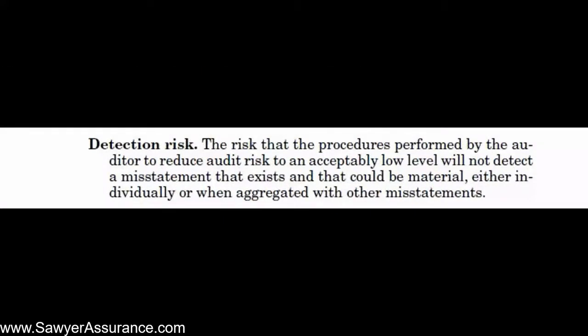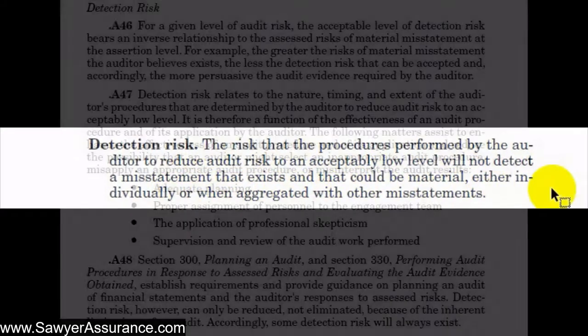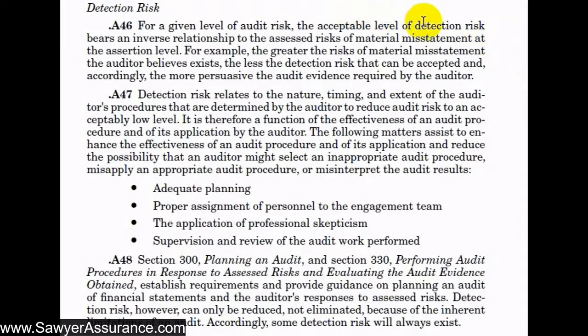Okay, so we remember that audit risk is a function of risk of material misstatement and detection risk. So here we'll take a look at detection risk because we just discussed the risk of material misstatement previously. Detection risk is the risk that the procedures performed by the auditor to reduce audit risk to an acceptably low level will not detect a misstatement that exists and that could be material either individually or when aggregated with other misstatements. So in that sense, detection risk is inversely related to the risk of material misstatement.